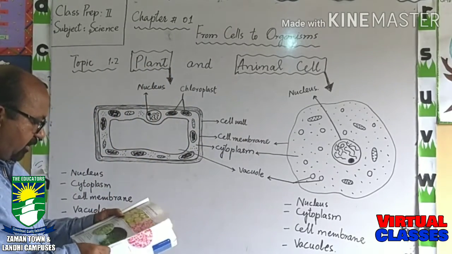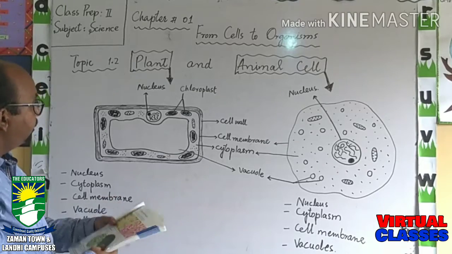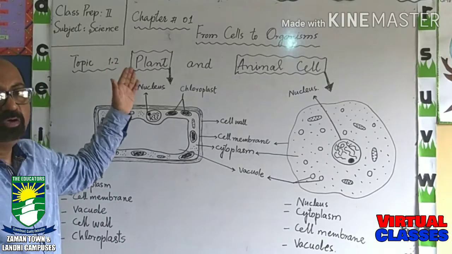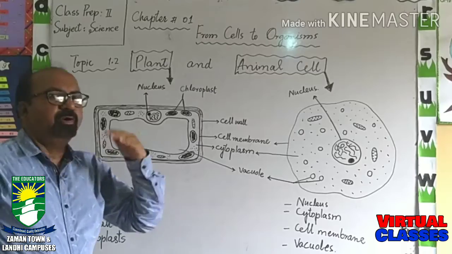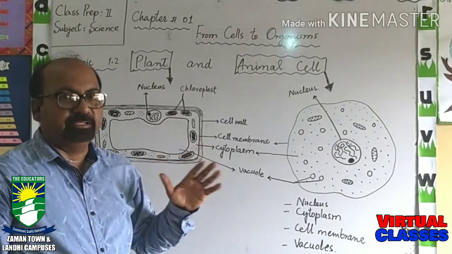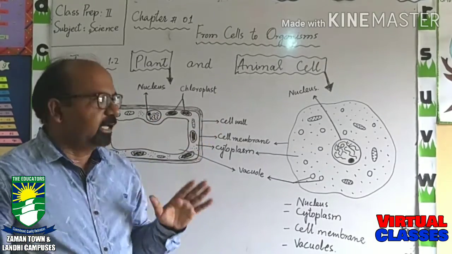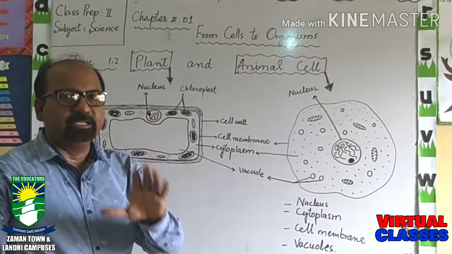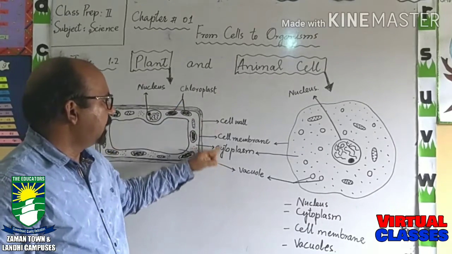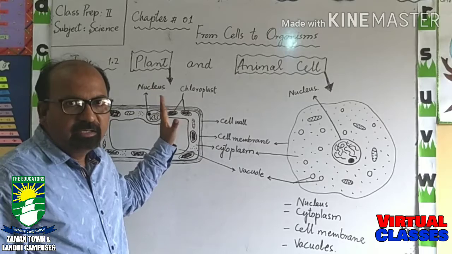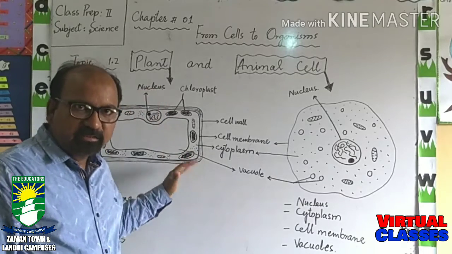And the plant is made up of different types of cells, but all the cells have some similar characteristics, and these characteristics and parts are going to be explained in this topic.